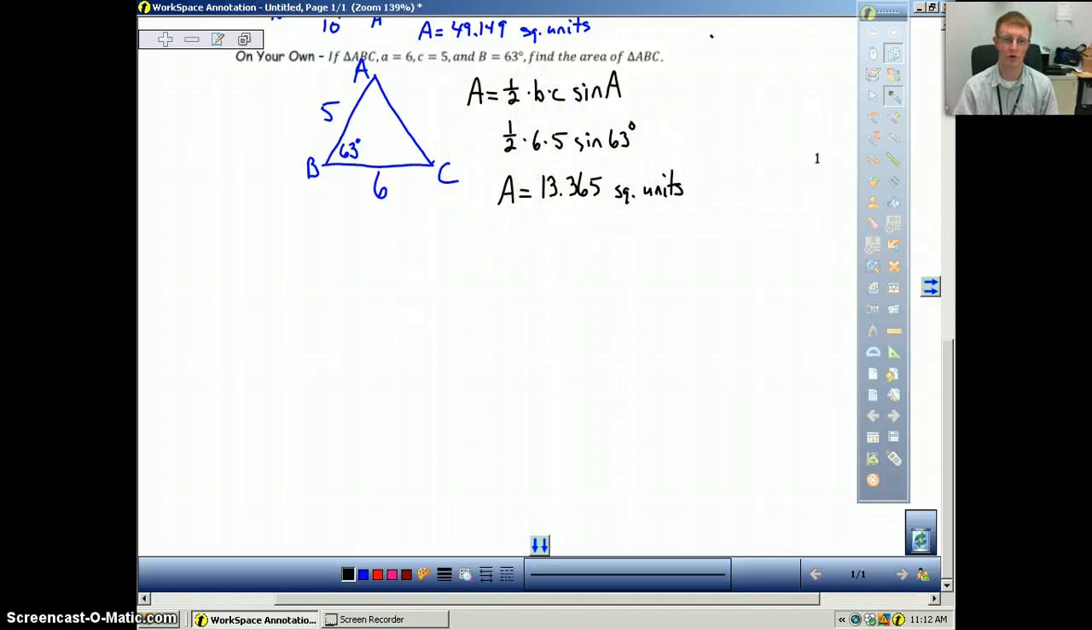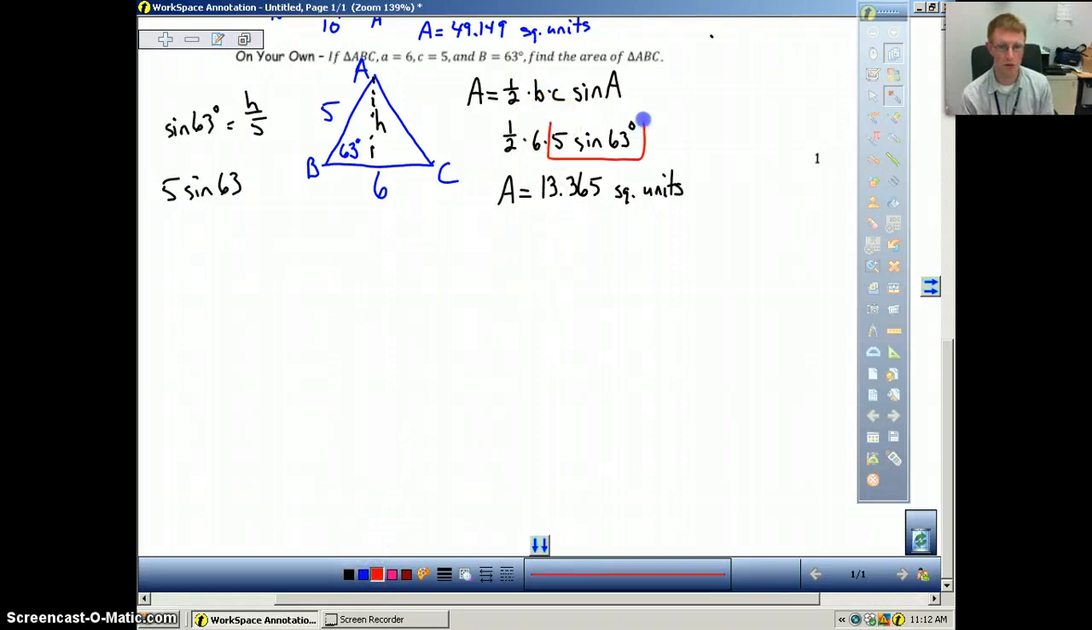And again, you could have also done this by finding the height first. Again, the height would be right here. We would have 63 as our angle. Opposite over hypotenuse would be the sine of 63 equals h over 5. So we'd have 5 times the sine of 63. And you should notice that this portion right here is the same as this. That represents the height of the triangle, so then you're left with 1/2 times base times the height. It's just that the height was figured out by doing 5 times the sine of 63.